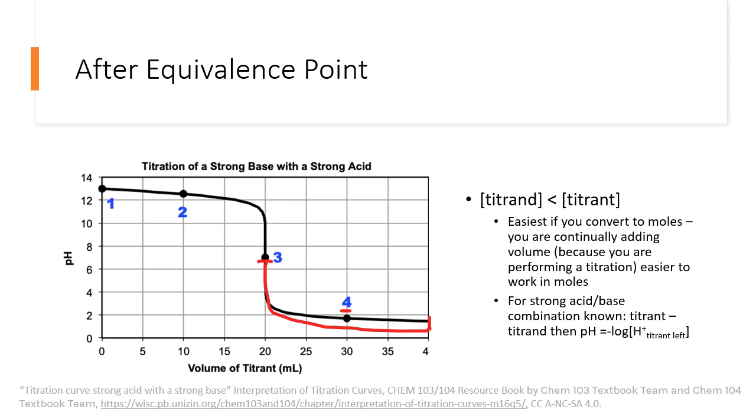So you have gone past, you've got just titrant going on. It is easier to do these problems if you convert to moles and you're continually adding volume, so you're going to constantly have to calculate the new volume. So you take the difference between the titrant and the titrand, and that will give you probably an H+, right, if you've got a strong acid that you're titrating with, and it will give you an OH- if you have a strong base. But either way, your pH is always the negative log of the H+ concentration, so just use your Kw to figure it out if you need to.